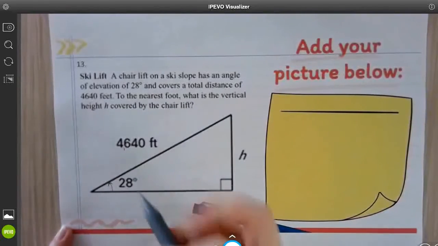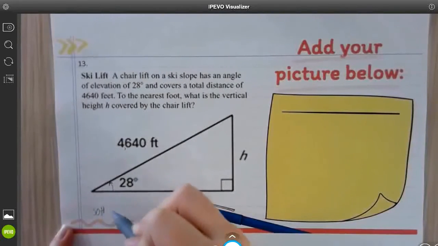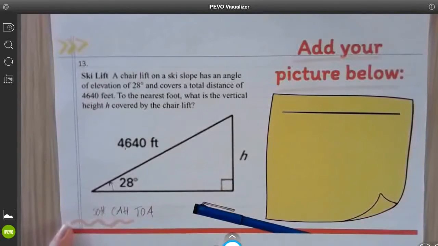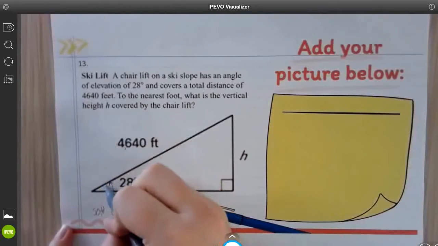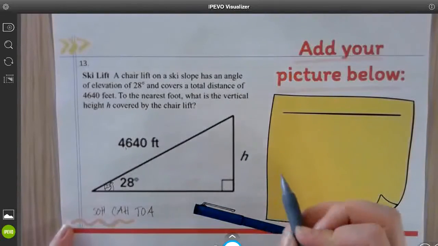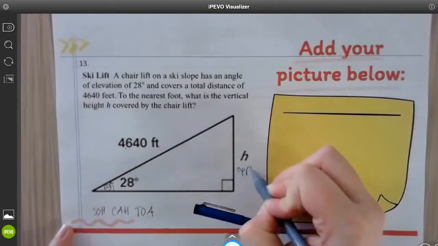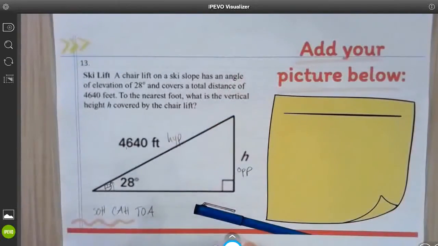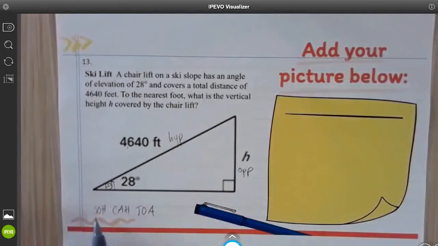So we're just going back to using SOHCAHTOA like we did on number 2. So we are going to pick our angle. I'm going to pick 28 because that was the one given to us, so I picked my theta. I'm going to label the sides that we've been given. So this is the opposite side from theta. This is my hypotenuse because it's across from the 90.